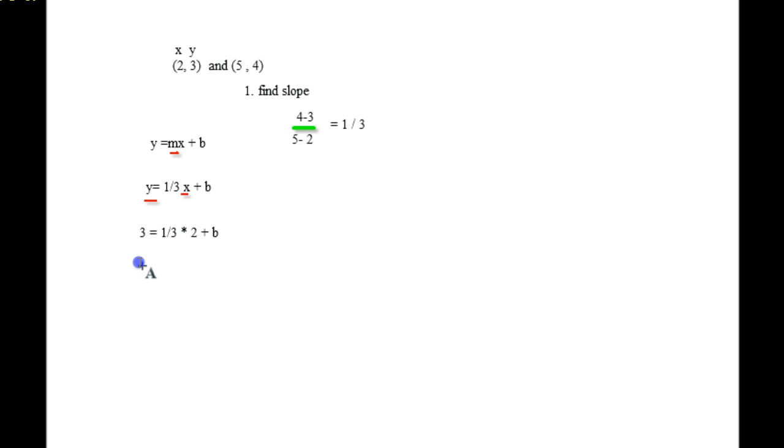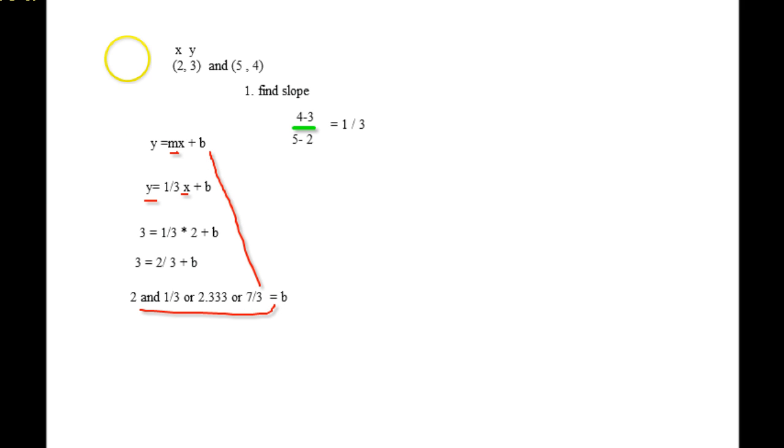Okay, and I just simply solve it. So this becomes 3 equals 2/3 plus b. And then I minus 2/3 from each side, and I should get 2 and 1/3, or 2.333, or 7/3. It all depends on how you set it up, and that equals b. Now, whichever one you get, you would just plug it right back into here.